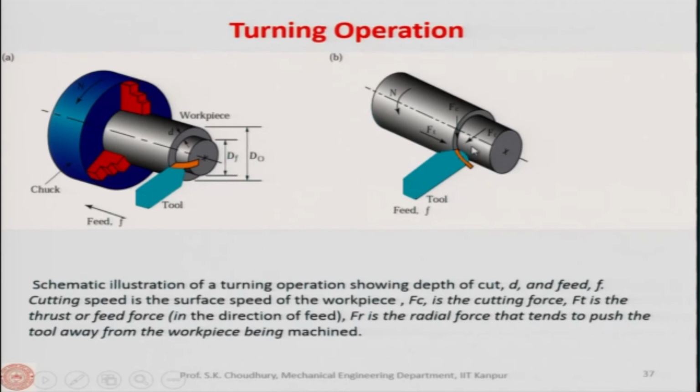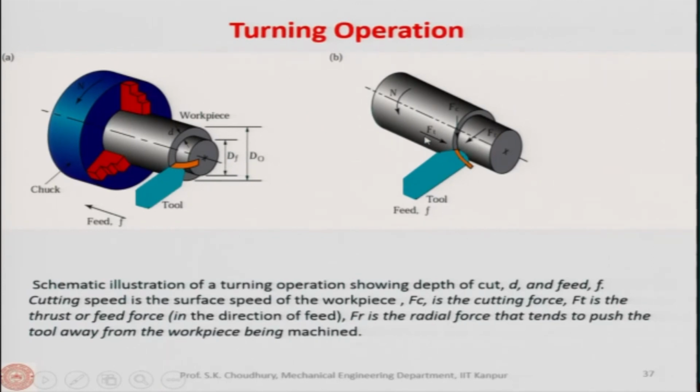So, this is the force which is in the feed direction. Okay. This is the force in the radial direction, and in this direction the cutting force acts, which is in the vertical direction as the cutting process goes on. Here it is written: schematic illustration of a turning operation showing depth of cut. Feed is the direction here, and cutting speed is the surface speed of the workpiece. Okay. This is given by rotating the workpiece here.